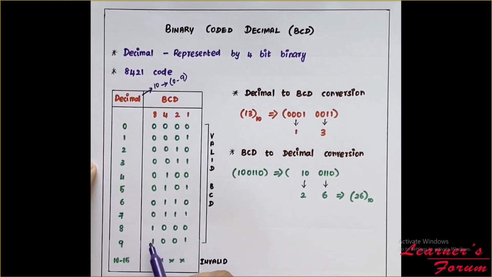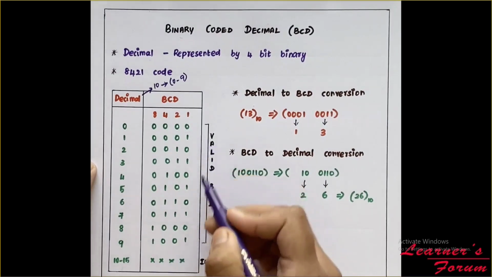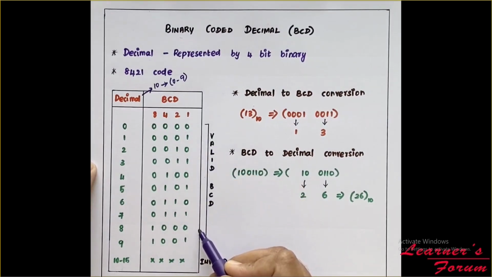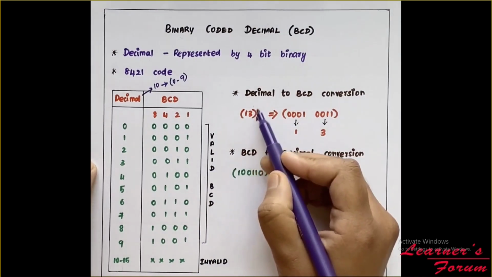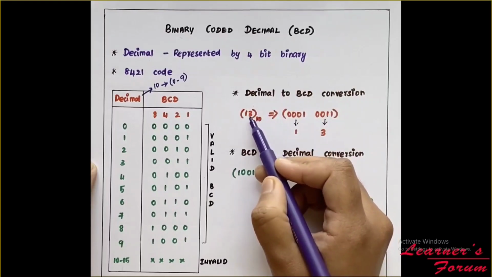Next, after 9, from 10 to 15, you cannot represent the value in BCD. So it becomes don't care, that is, only the valid BCD from 0 to 9 is available and the other numbers will be invalid.